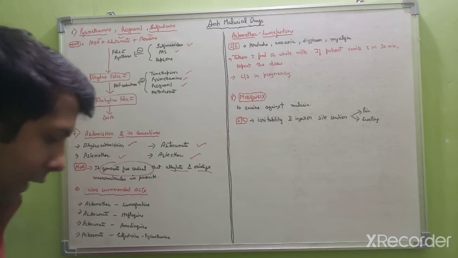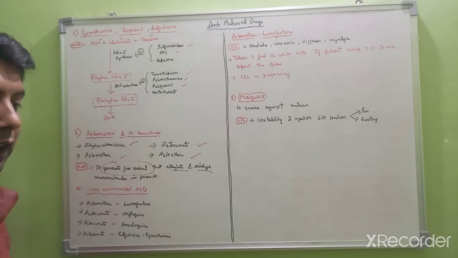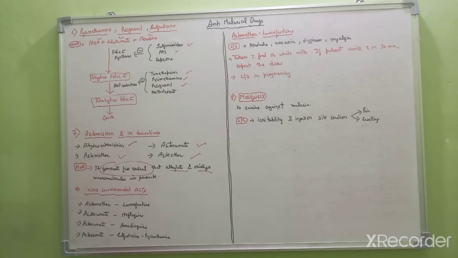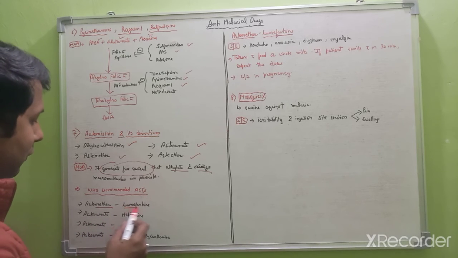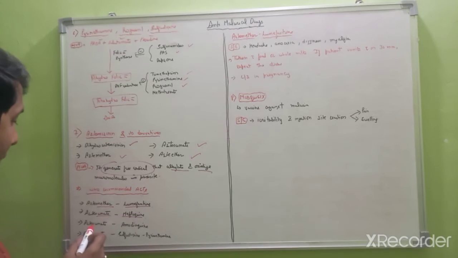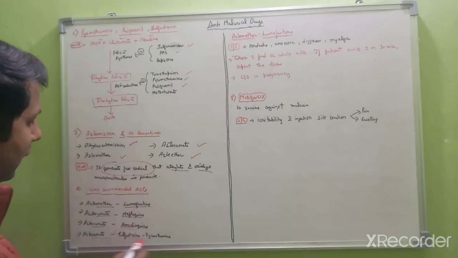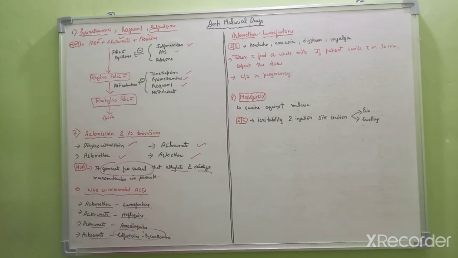There is a WHO recommendation that artemisinin is a very short acting drug, so it is generally used in combination. Artemether is used with lumefantrine, artesunate is used with mefloquine, and artesunate is used with amodiaquine. Then artesunate is also used with the sulfadoxine and pyrimethamine combination. So all the artemisinin derivatives are used in combination.